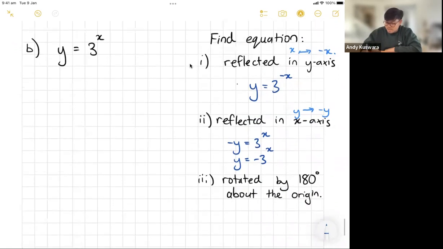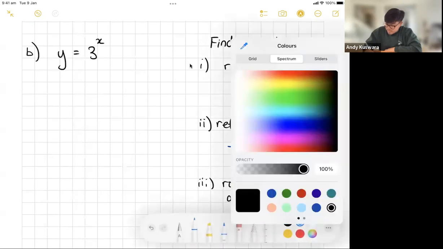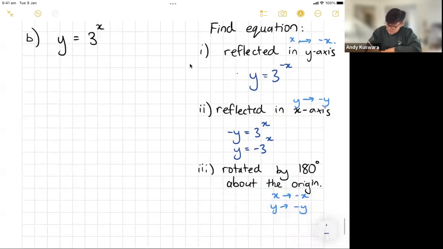And the last one is if I rotate by 180 degrees, this is the one where x changes to -x and y changes to -y. So in this case here, the answer would be -y equals 3 to the -x. And rearranging to get y as the subject, I just times both sides by -1. Now remembering, it doesn't affect the power, it just affects the number out front.